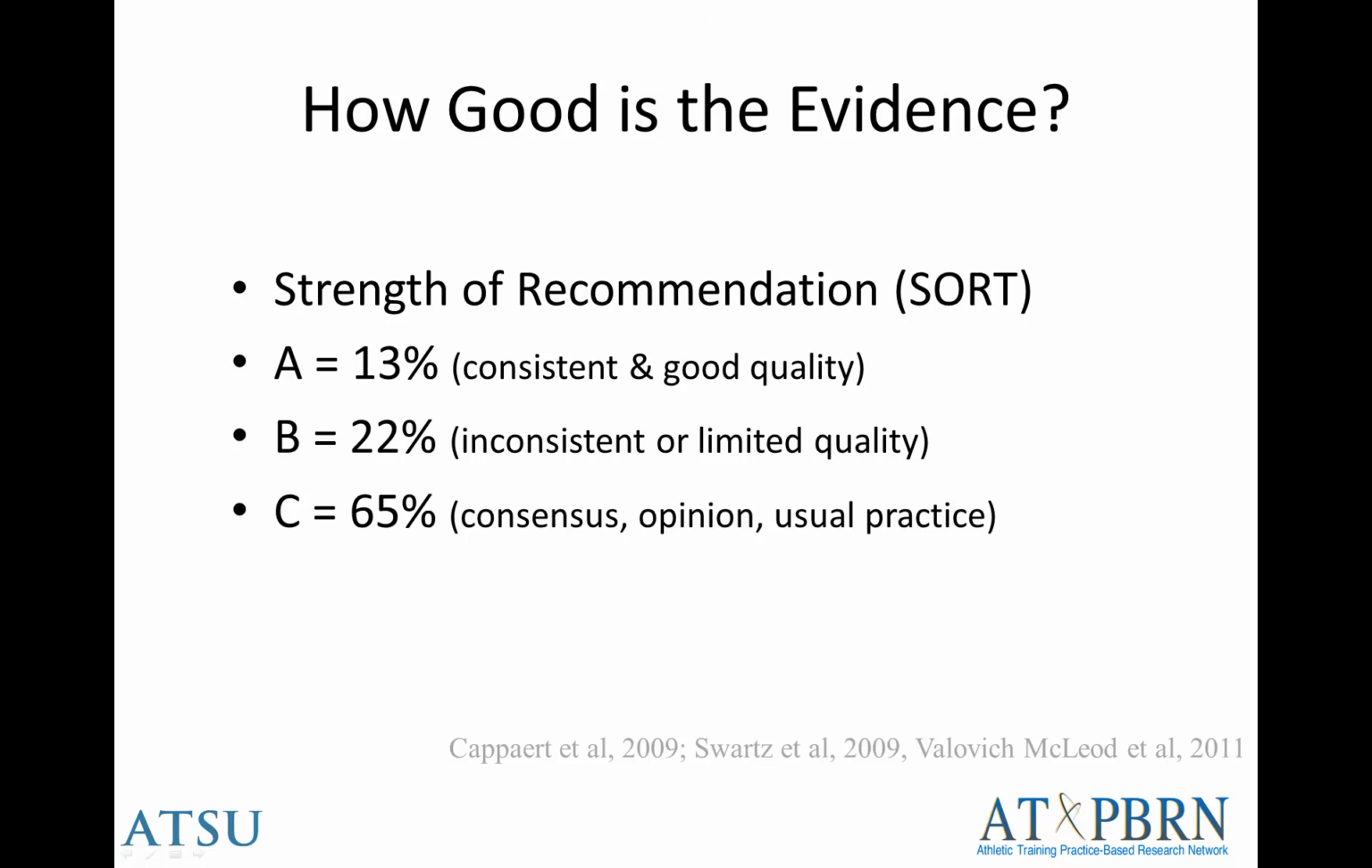22% were B, based on inconsistent or limited quality evidence, and the majority were grade C, based on consensus, opinion, or usual practice. I think this is important in really prompting us, as we think of athletic training research, to think of collecting patient-oriented evidence in what we're doing to improve the strength of recommendation and to improve the study design quality so that recommendations for clinical practice can be made on better quality evidence.